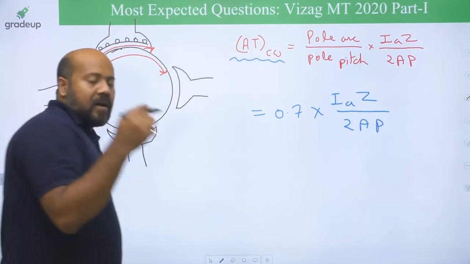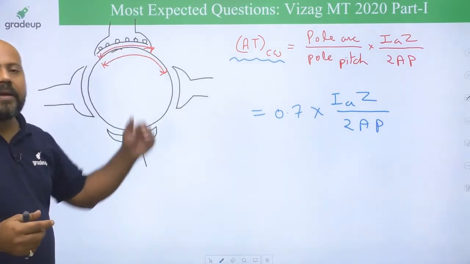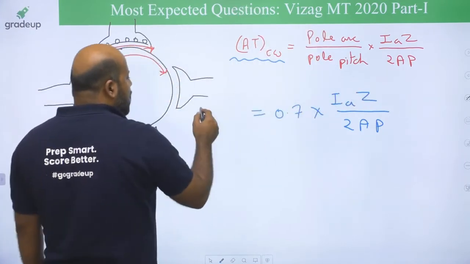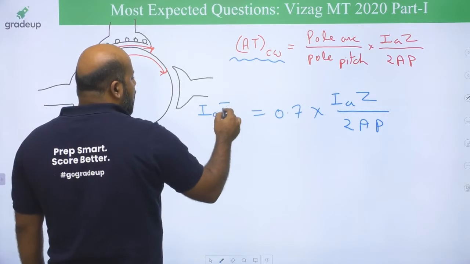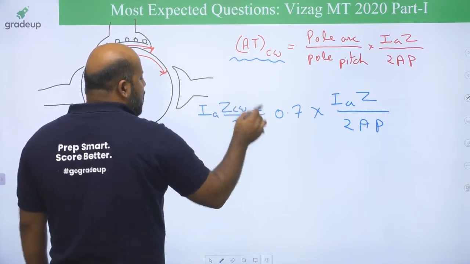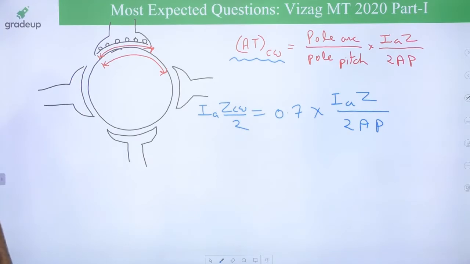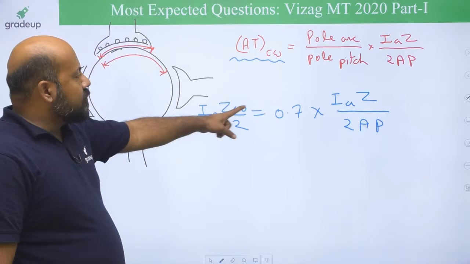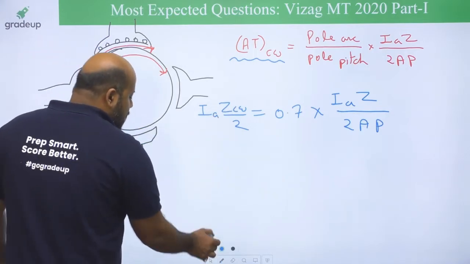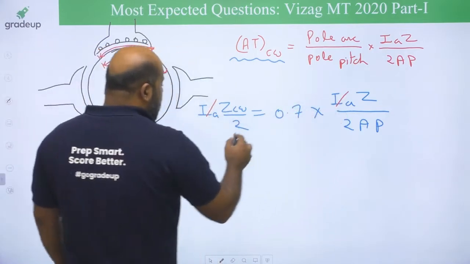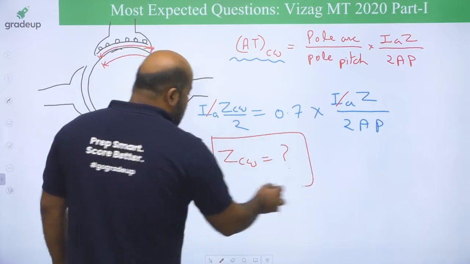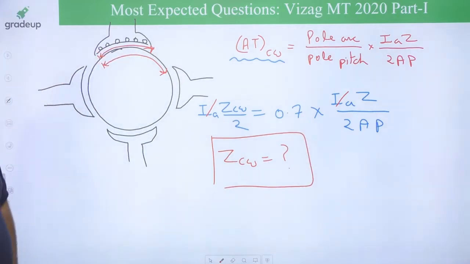Again it is going to be current in each turn and number of turns. So what is the current in each turn? Because compensating winding is connected in series with the armature winding. So current is going to be IA, and these are the number of conductors divided by 2. That will give you number of turns. Everybody is getting this formula? Now IA is going to be cancelled. That is why IA is not given in the problem. From here you can calculate the conductors present in each pole piece of the compensating winding.